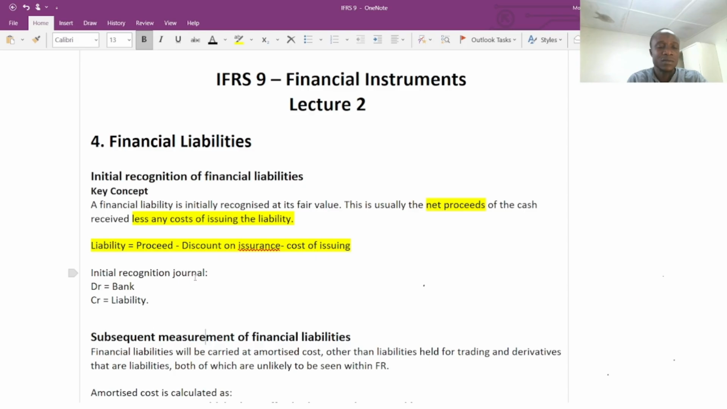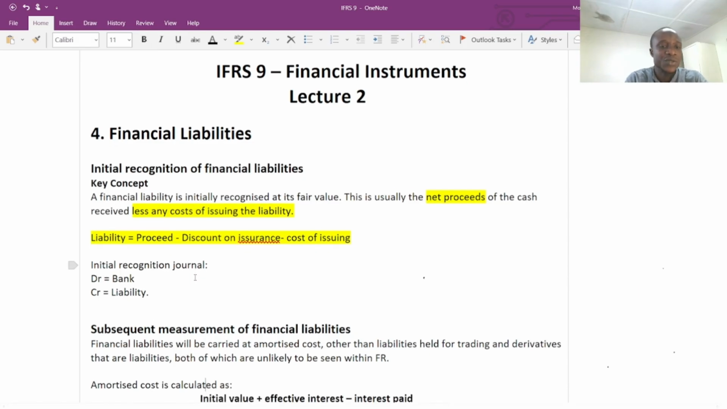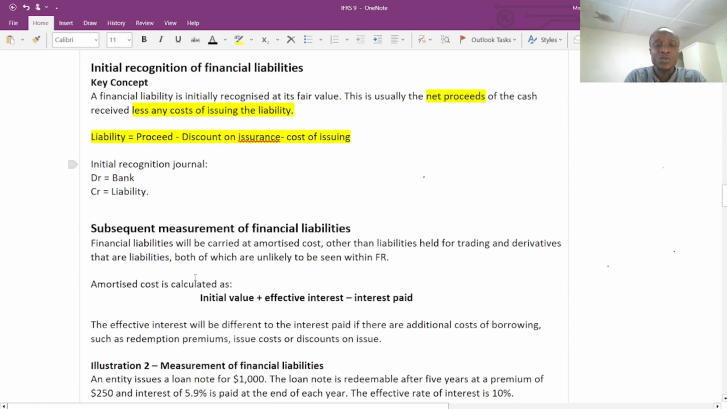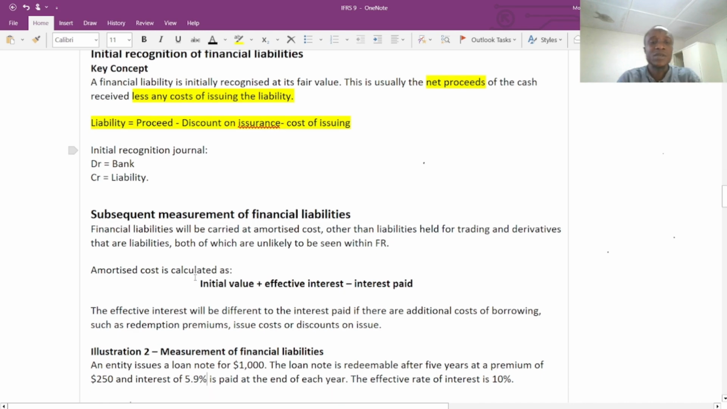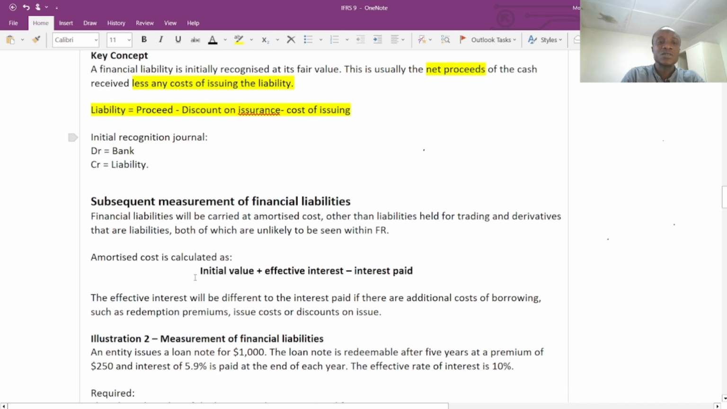So now, after I have credited the liability, on annual basis, what am I going to do to the liability? This is what we are going to look at, the subsequent measurement. When we are talking about subsequent measurement, it means after we have measured the liability using the initial recognition, how are we going to continue the recognition of the liability, of the finance cost, of the interest payment? Very important concept we need to know for the examination. The financial liability will be carried at amortized cost. Now we are going to look at the amortized cost table to calculate the closing liability, the finance cost, and the interest payment.